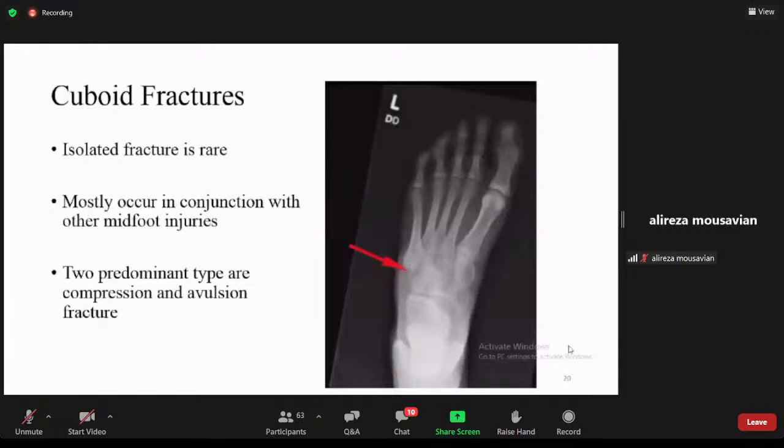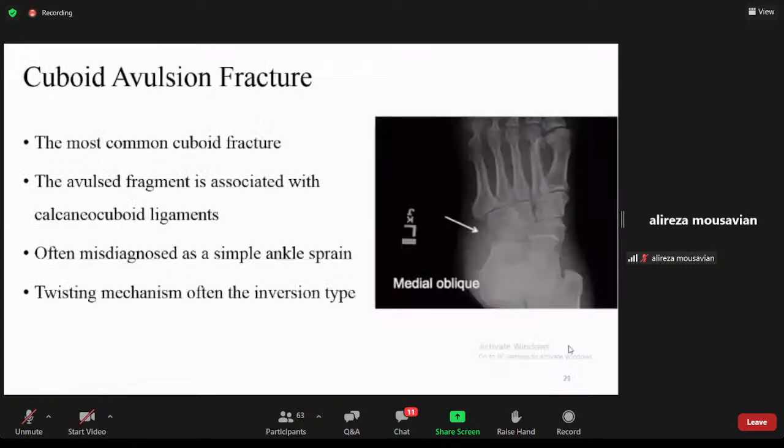Another important midfoot fracture is cuboid fracture. Isolated cuboid fracture is also rare, and it occurs most commonly with other midfoot injuries. The 2 predominant types of cuboid fracture are compression fracture and avulsion fracture. The cuboid avulsion fracture is associated with calcaneocuboid ligaments.